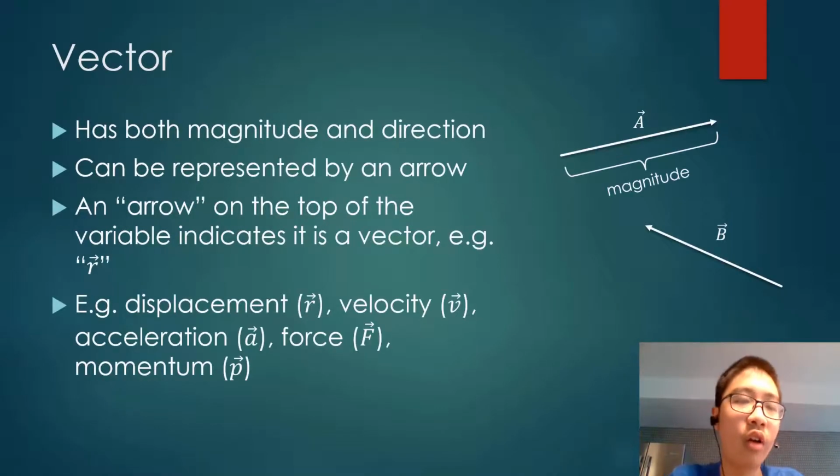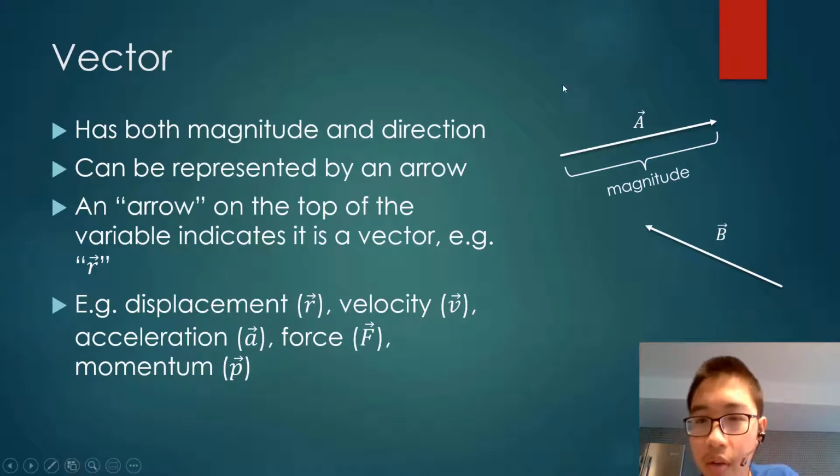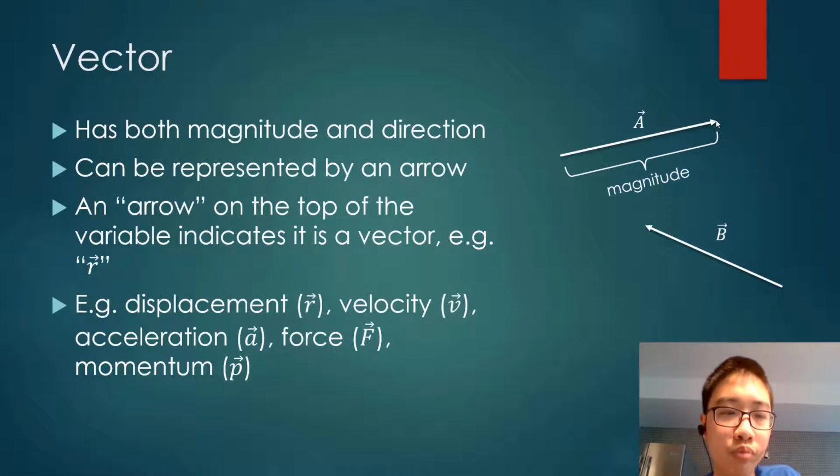A vector, however, has both magnitude and direction. We can use an arrow to represent a vector. So on the right side, for example, we have vector A, and we also use an arrow to represent vector A. The length of the arrow represents its magnitude, and the direction where the arrow points to represents its direction.